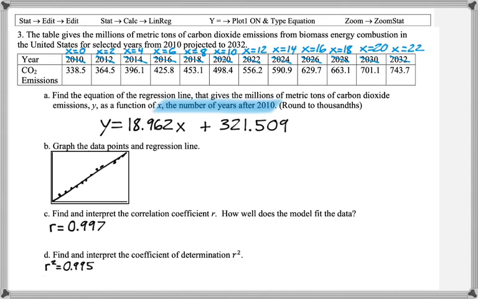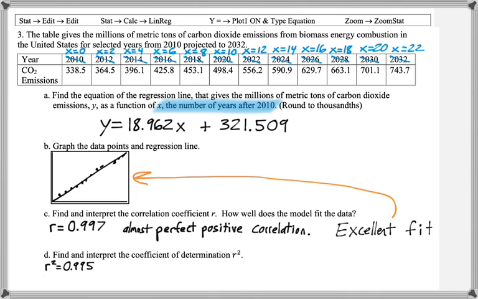So there's the graph. For part C, 0.997 is extremely close to 1. So this is almost perfect positive correlation. And the model fits the data extremely well. So the line almost goes through every single dot, and that's why the r value is so close to 1.